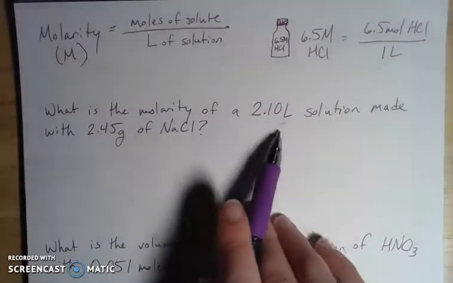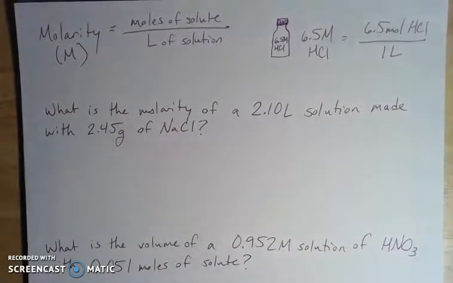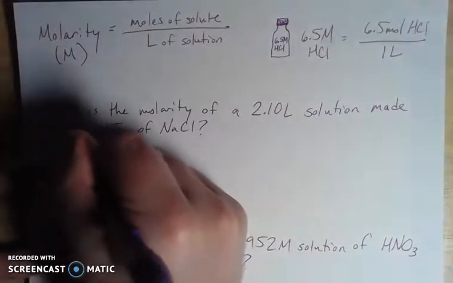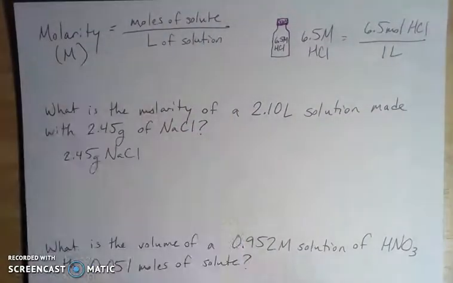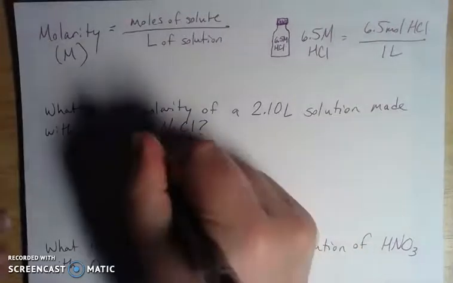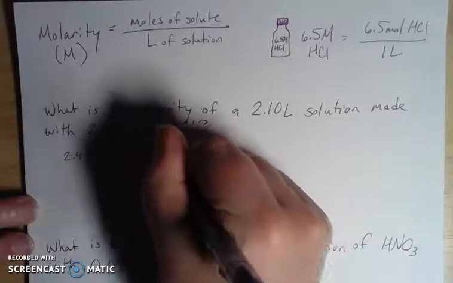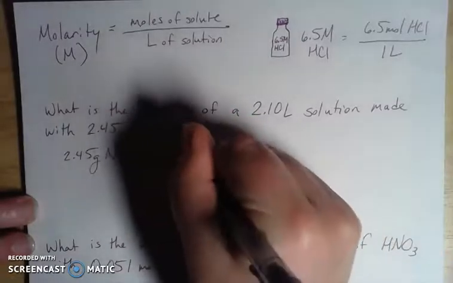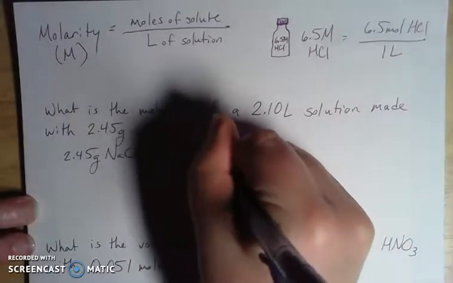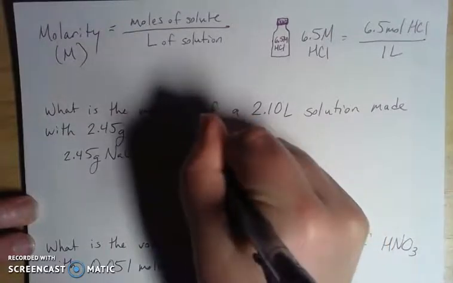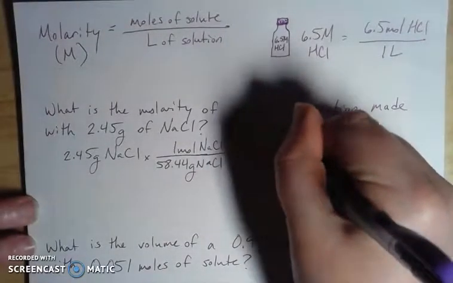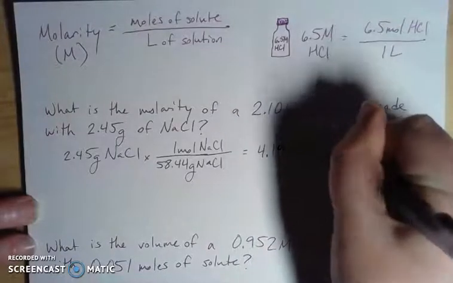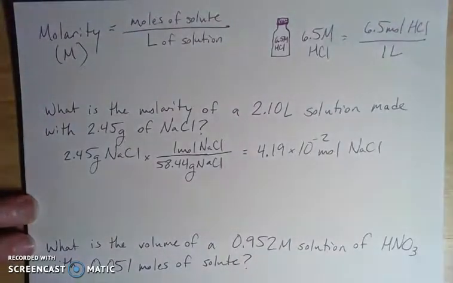We have a 2.10 liter solution made with 2.45 grams of sodium chloride. I don't need a mass here, I need moles. So I go to the periodic table and use the molar mass of sodium chloride, which is the molar mass of sodium plus chlorine, giving 58.44 grams of sodium chloride for every 1 mole. That means the number of moles is 4.19 times 10 to the negative 2 moles, keeping 3 significant figures.